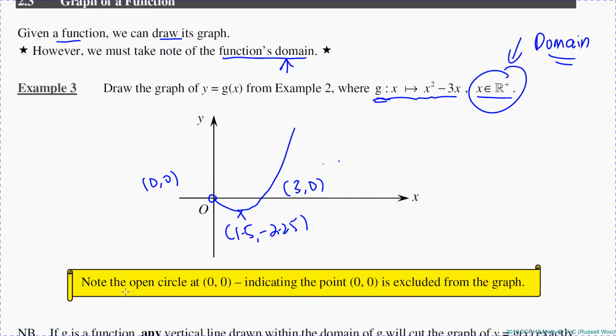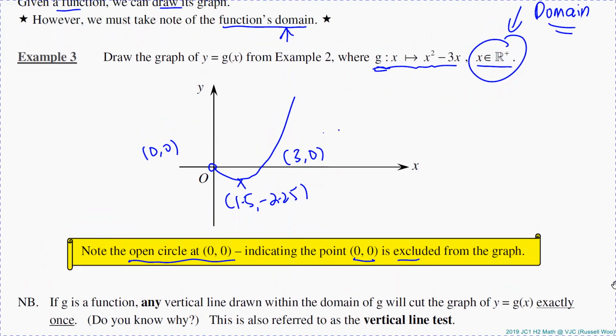And why do I have the open circle here? It is to exclude the point 0, 0. X can be 0.000001, but it just cannot take on 0. All good? Yeah. So we use a hollow circle. Alright?